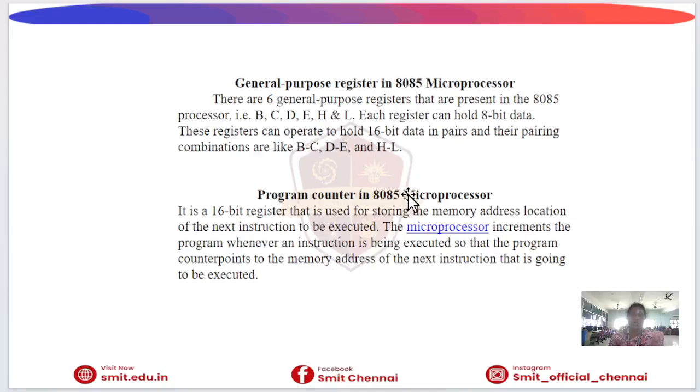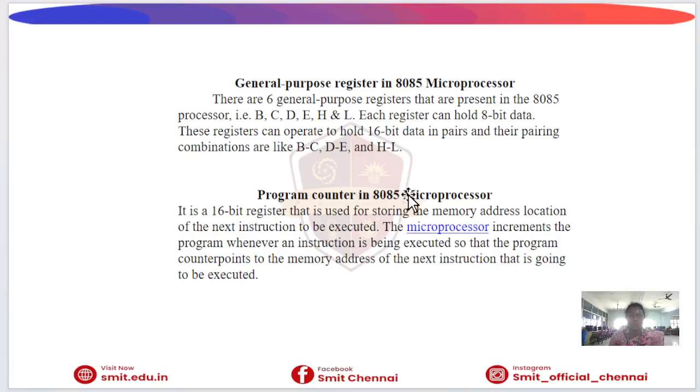The general purpose registers are registers B, C, D, E, H, and L. Each stores 8 bits. And the register pairs B-C, D-E, H-L store 16-bit data. So the purpose of the registers is temporary storage during program execution.